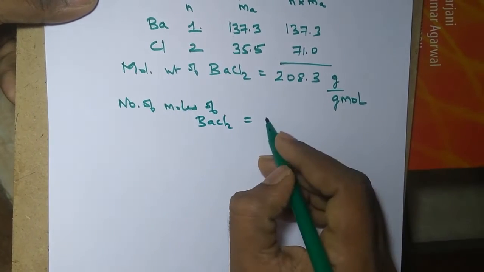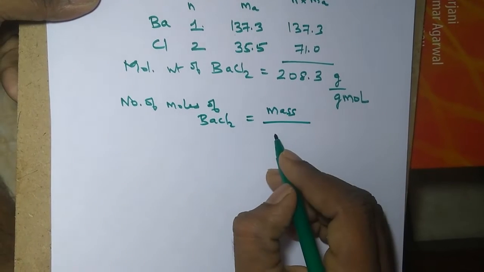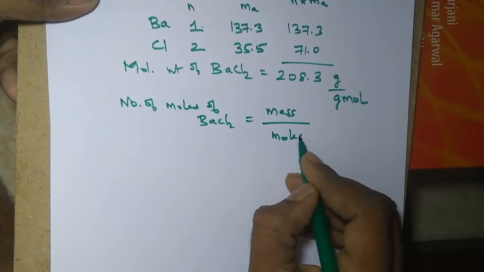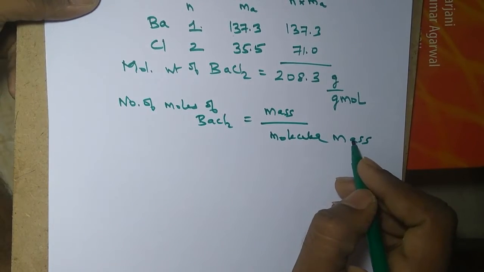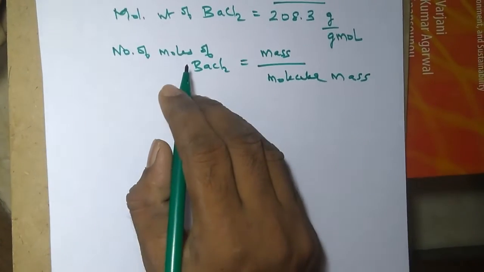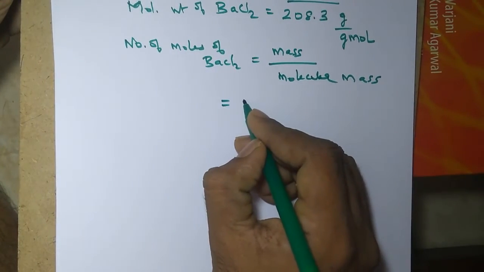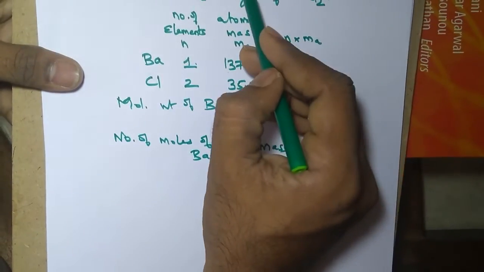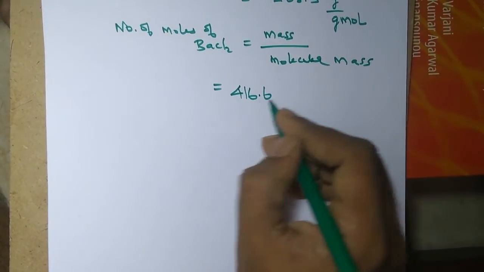How do we get the number of moles of barium chloride? By dividing mass by molecular mass. Mass is given, 416.6 grams. Divide by the molecular mass determined, 208.3. We are going to get the number of moles of barium chloride. The mass given is 416.6 grams.